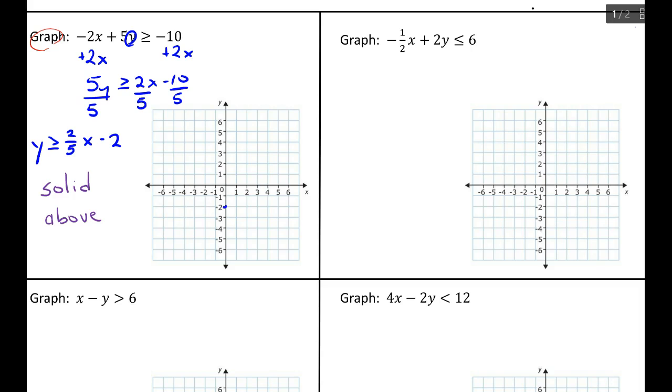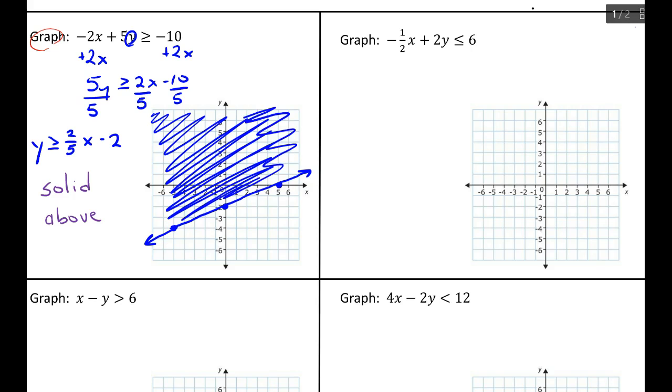All right, so I start at my y-intercept of negative 2, and the slope of 2/5 means to go up 2 over 5. And because I want to have a third point, I'll go down 2 over 5. Great. Solid line. And I'm going to shade above that line. That means that all these points that I shaded and that are on this line are solutions to this inequality.